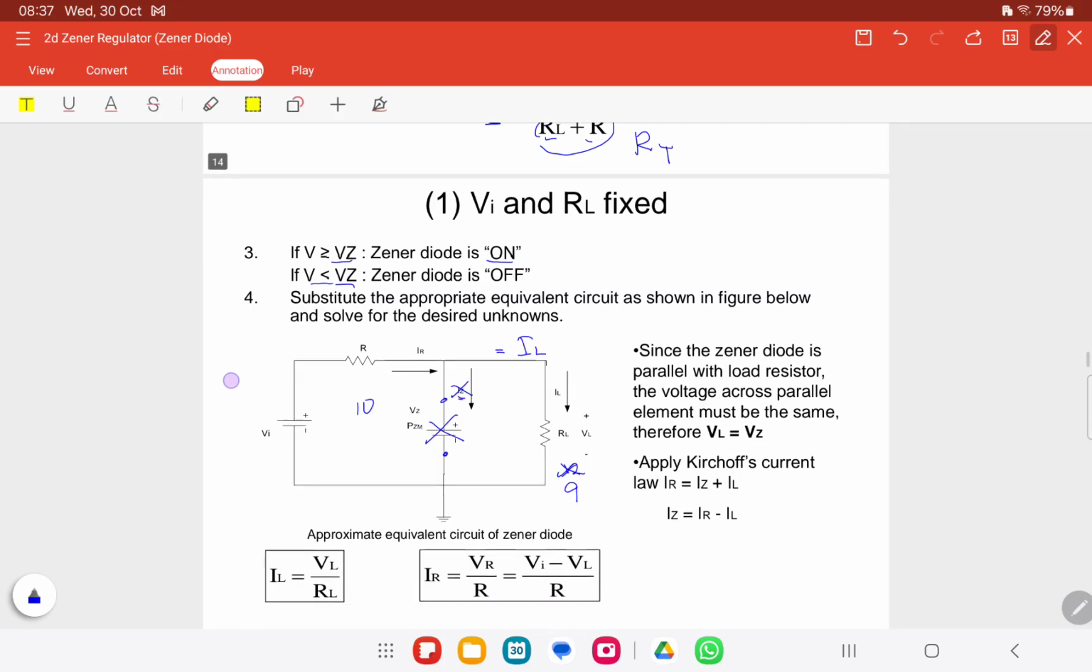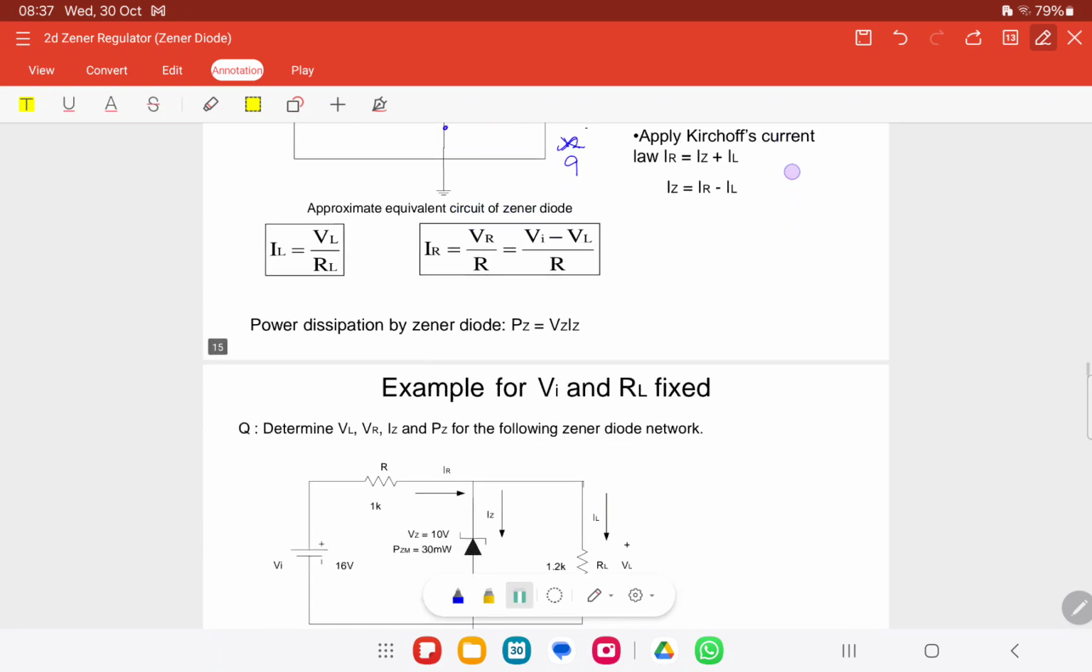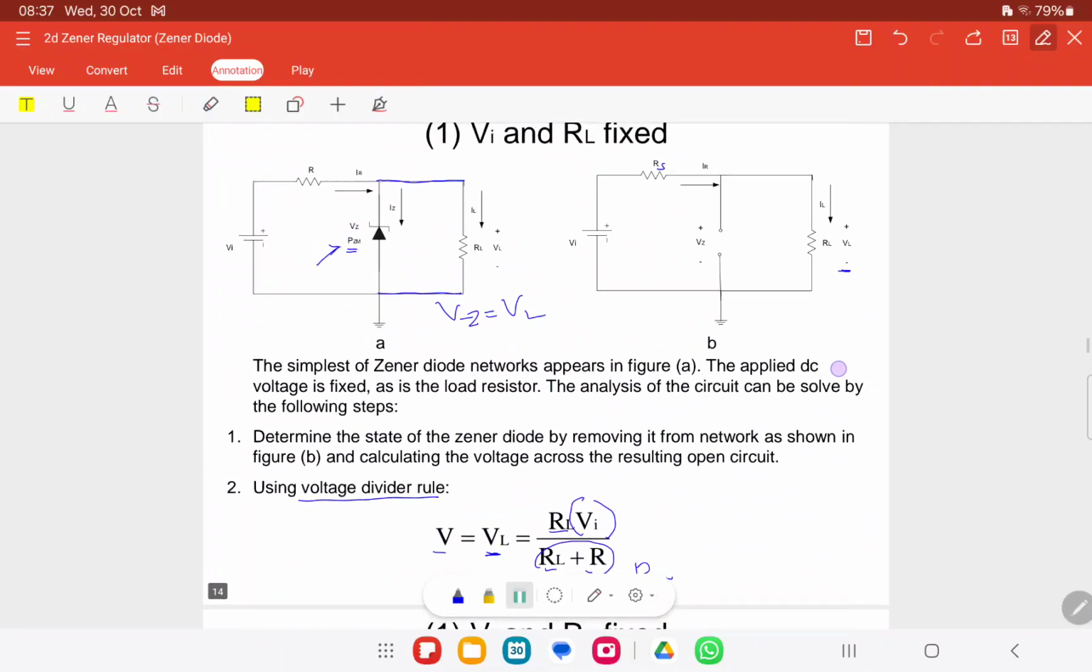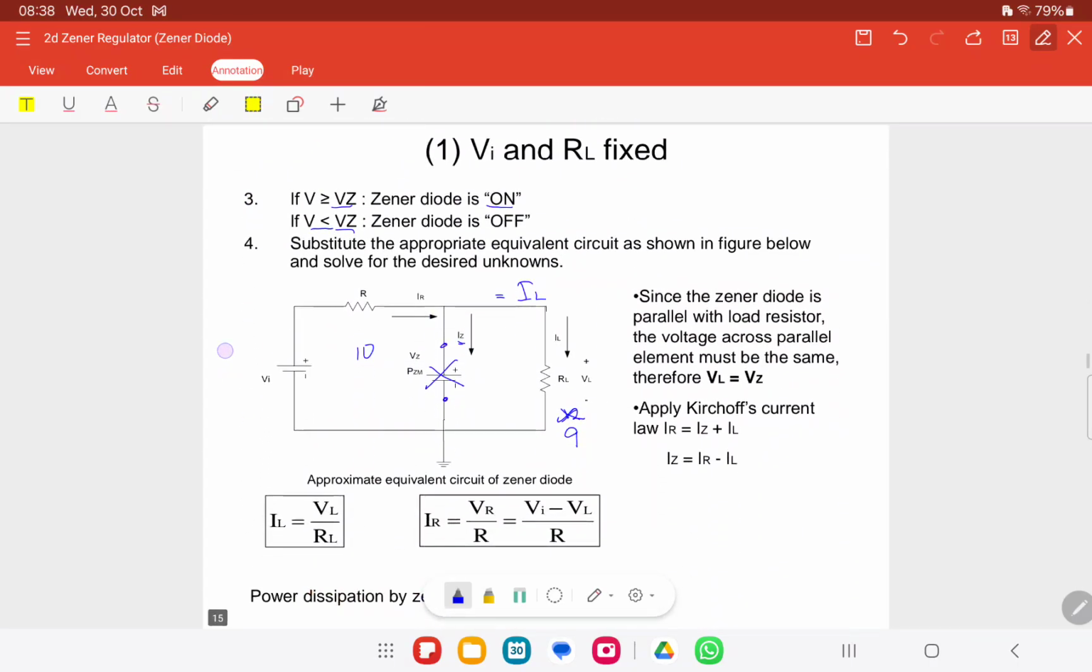Okay, so now if the diode is on, or diode off. Okay, for the case where the diode is off, it is an open circuit. Consider the diode is off, like the diode is not in the circuit. Okay, so open circuit, IR is equal to IL. So this step number 4 is when the diode is on. Okay, the diode is on, we will have IZ, because the diode is on.